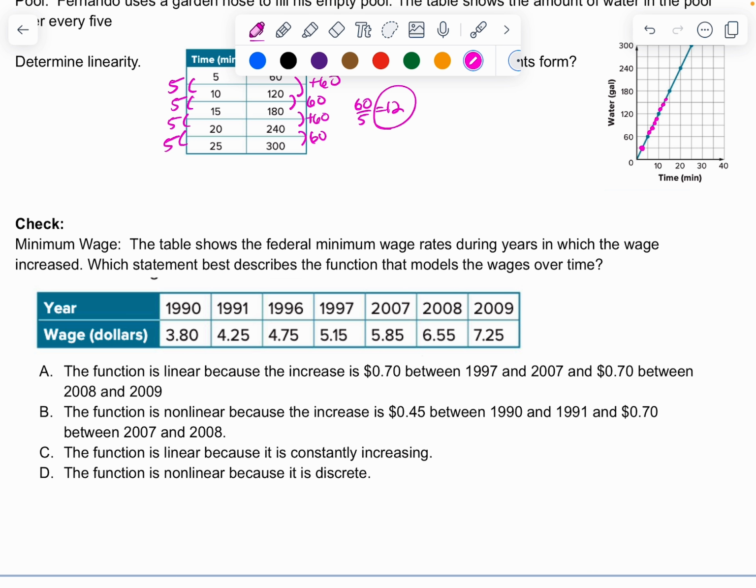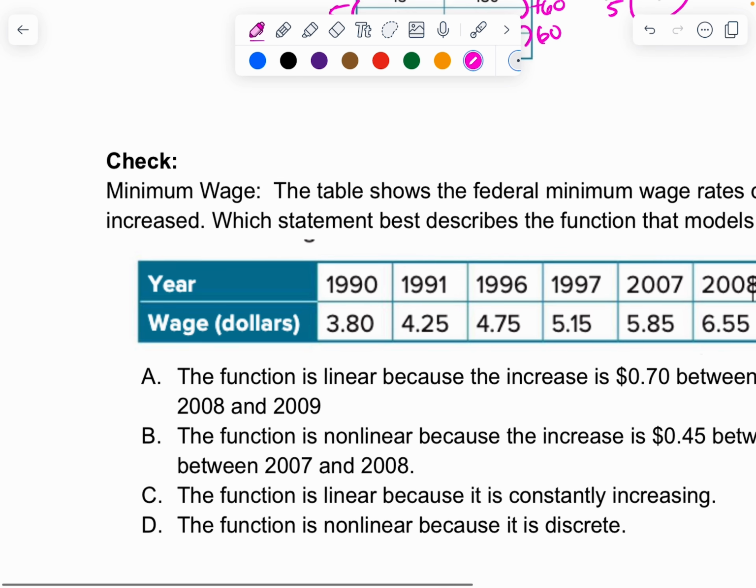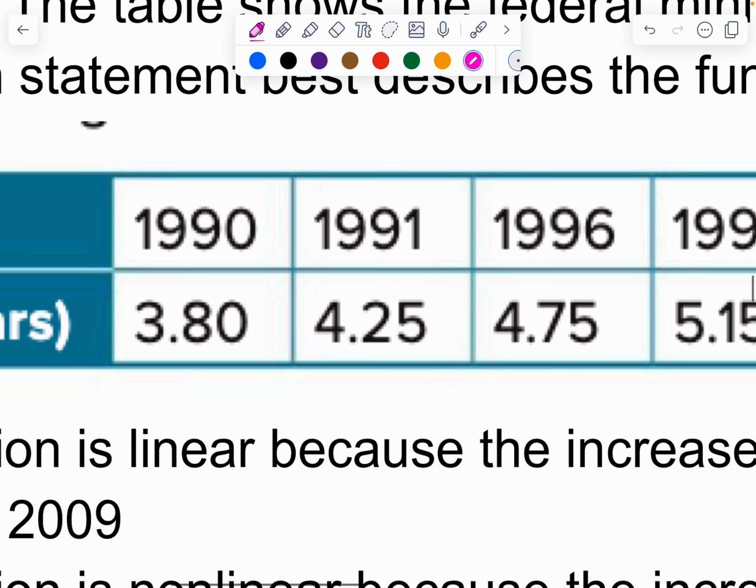The table shows the federal minimum wage rates during the years in which the wage increased. Okay. What best describes this function that models the wages over time? Okay, so first of all, this will be my x, this will be my y. Okay, from here to here. Okay, so if we do that, 4.25 minus 3.8, that's going to get me 45 cents, and that was in 1 year.